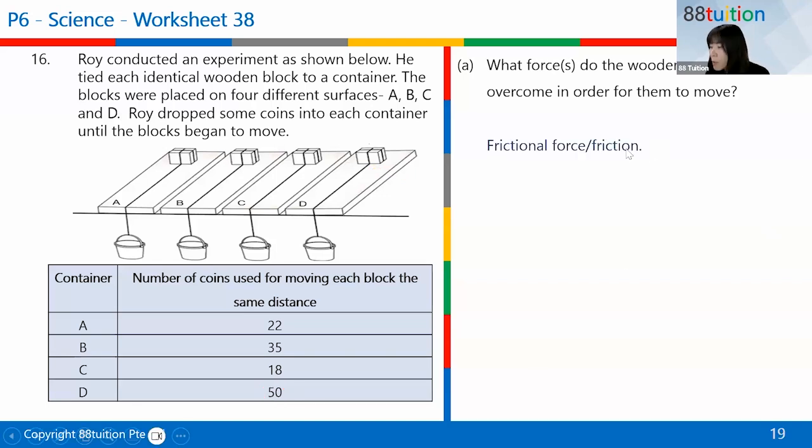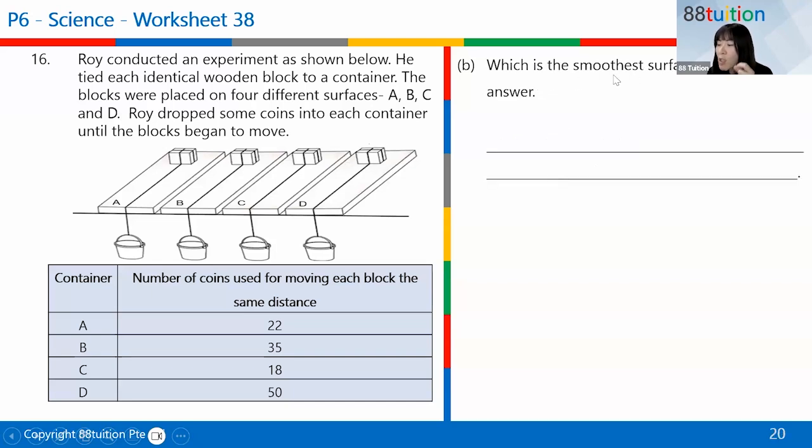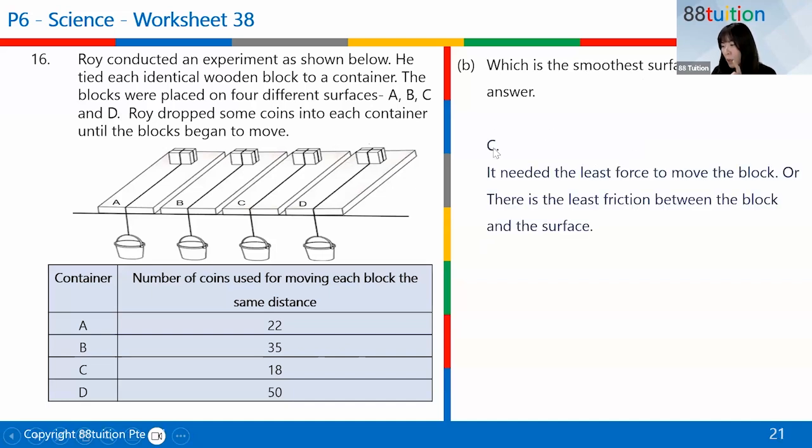So what force is required? Yes, this force needs to be overcome, right? So this is the force you need to talk about. Which is the smoothest surface? Smoothest surface means what? Something that only require very little force, okay, for any object to move on it. So smoothest surface, least friction. Okay, so talk about the selection here because container C is on surface D, right? So the number of coins required to move the block was only 18.